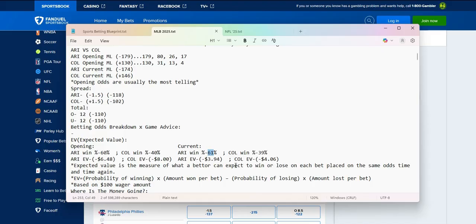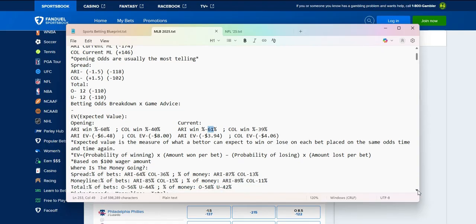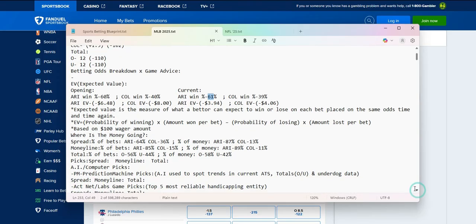But 61% win percentage going with Arizona based off the minus 174 current money line. 39% win percentage based off the plus 146 money line for Colorado. That gives, respectively, Arizona a negative $3.94 expected value, and Colorado a negative $4.06 expected value. And of course, those are based off $100 wagers. Formula is below that.